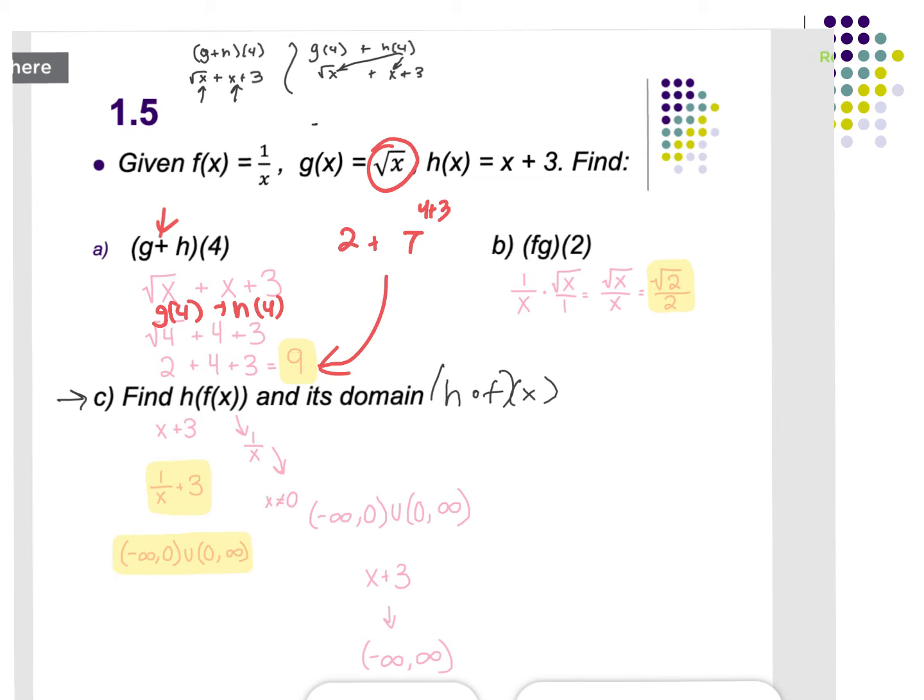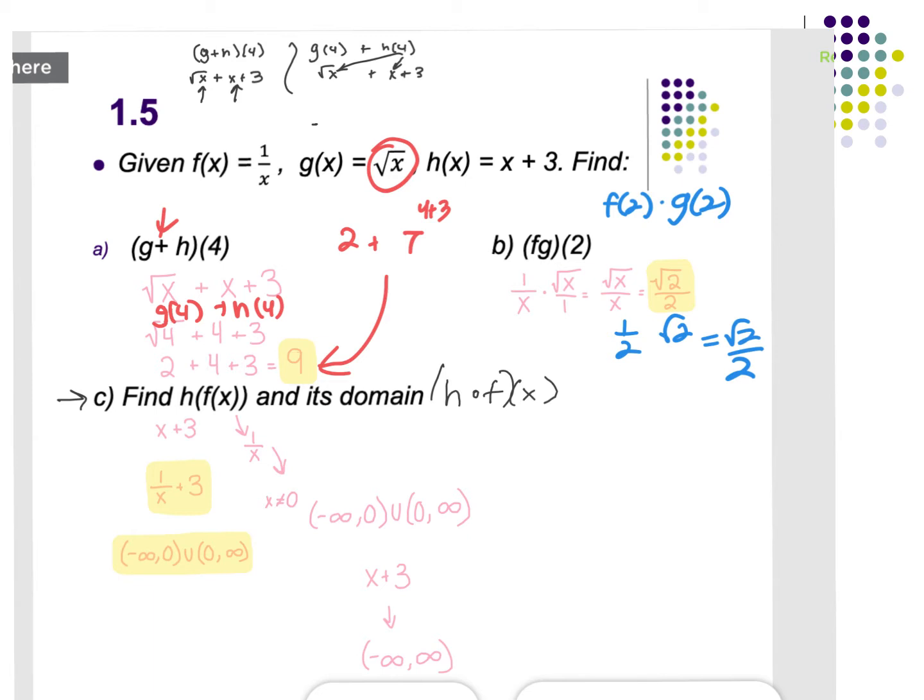The F times G of 2 would be F of 2 times G of 2. F of 2 is 1/2. G of 2 is the square root of 2, and you end up with just root 2 over 2. That can't be simplified. If you left it as 1/2 times square root 2, I would have given it to you. Sorry, it would have been to combine them together.